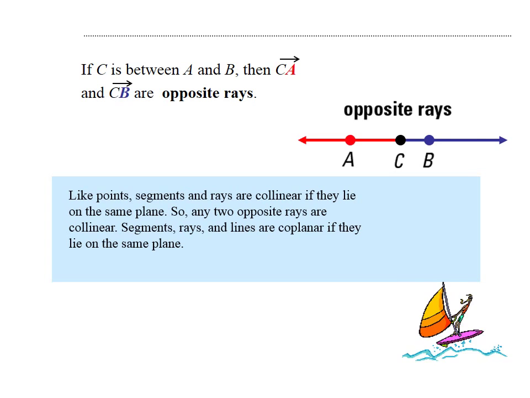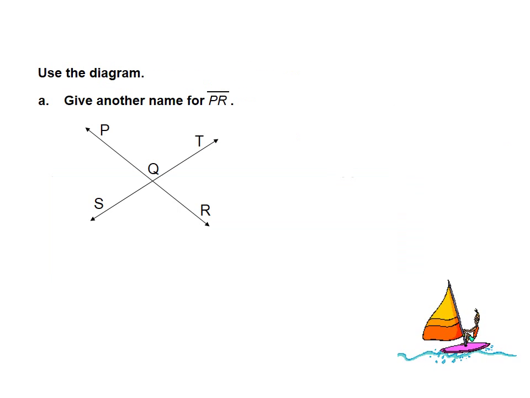Like points, segments and rays are collinear if they lie on the same line. Same with two opposite rays. They are collinear, but they also have to be on the same plane. So segments, rays, and lines are coplanar if they lie on the same plane.